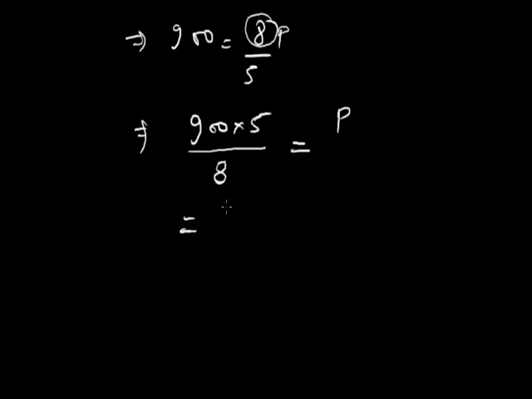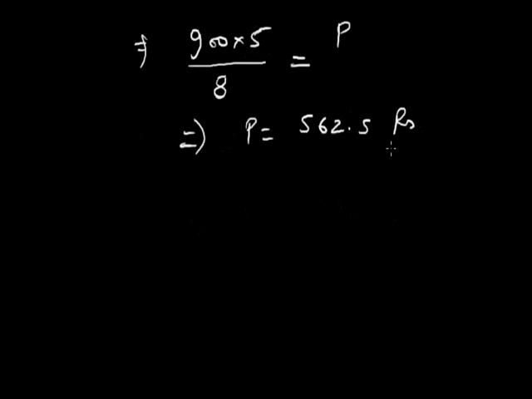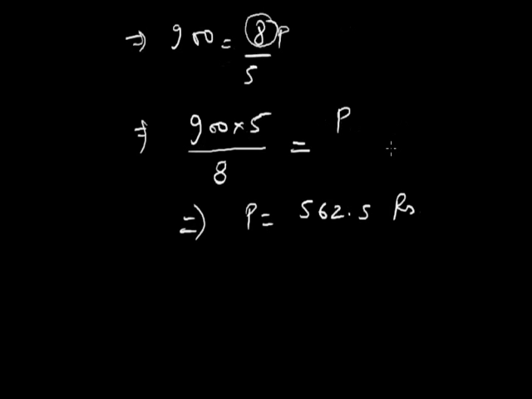This when solved, we will get P is equals to 562.5 rupees. This is the solution for this question using the direct formula of simple interest. Now we will solve this question using the second method, which is the unitary method. This method is a lengthy method. Let us start.